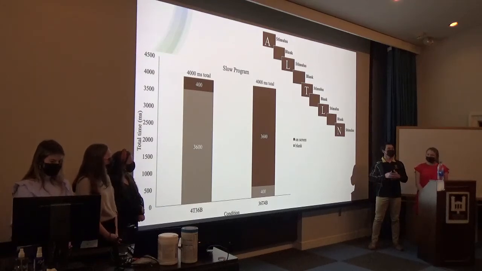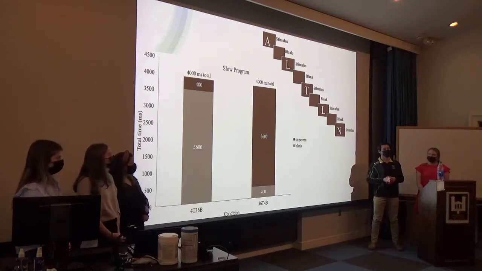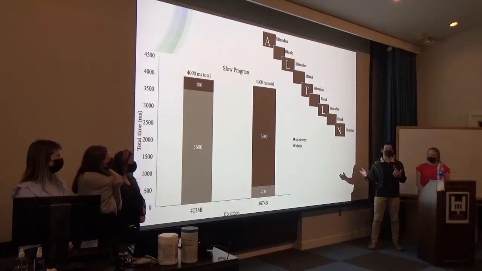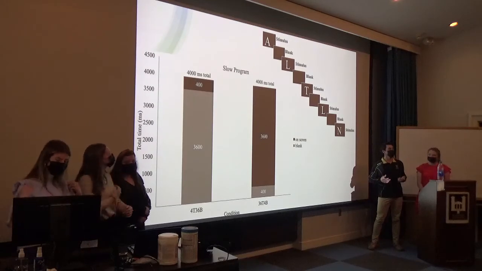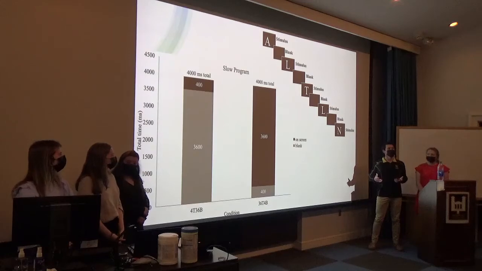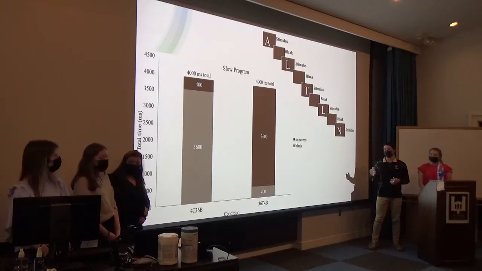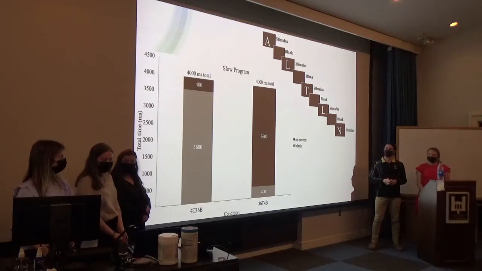In the first condition, we showed the participants the letter for 400 milliseconds and then replaced it with a blank screen for 3,600 milliseconds. Now this is a very long time. You're looking at a blank screen for over 3.5 seconds. In the second condition, we flipped the numbers, showed the participants the letter for 3,600 milliseconds, which again is a very long time, and then replaced it with a blank screen for 400.